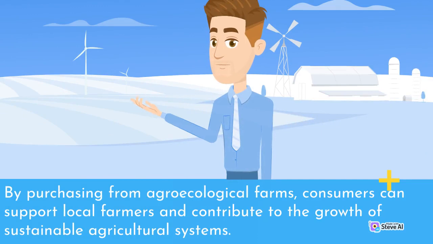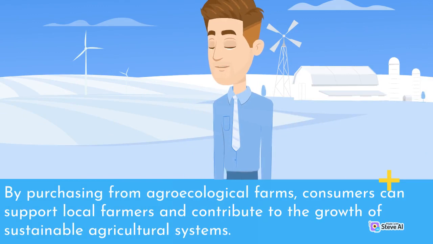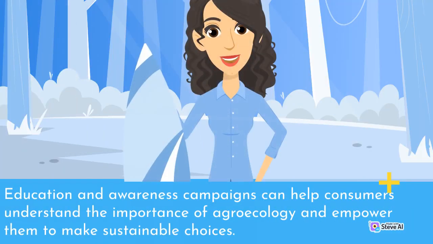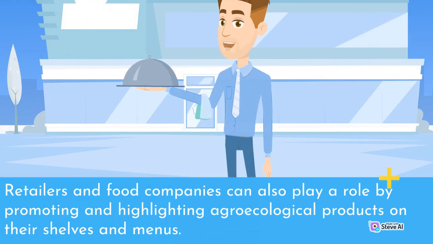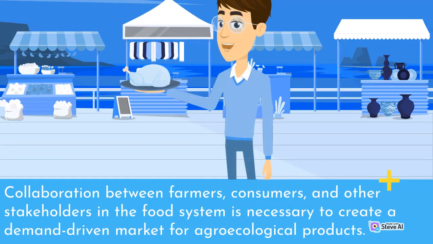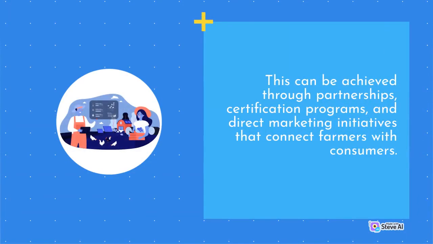By purchasing from agroecological farms, consumers can support local farmers and contribute to the growth of sustainable agricultural systems. Education and awareness campaigns can help consumers understand the importance of agroecology and empower them to make sustainable choices. Retailers and food companies can also play a role by promoting and highlighting agroecological products on their shelves and menus. Collaboration between farmers, consumers, and other stakeholders in the food system is necessary to create a demand-driven market for agroecological products. This can be achieved through partnerships, certification programs, and direct marketing initiatives that connect farmers with consumers.